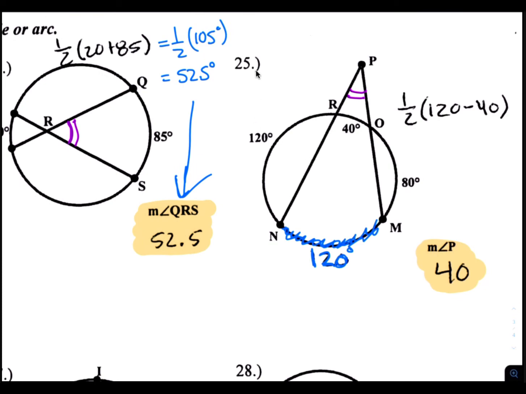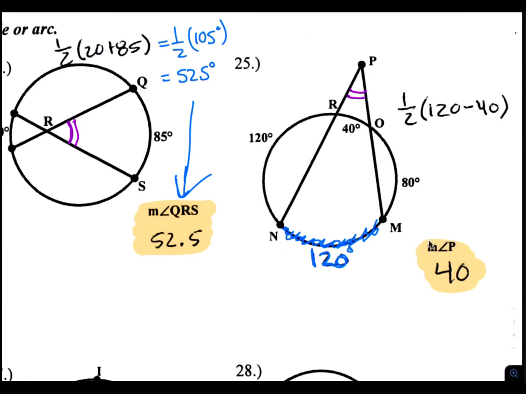All right, for number 25, the first thing is to write in this missing arc here. Now we know this arc is 40, this arc is 80, this arc over here is 120, so what's left to make 360 is the arc here, which is 120.